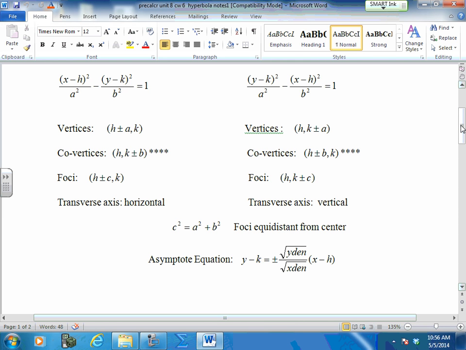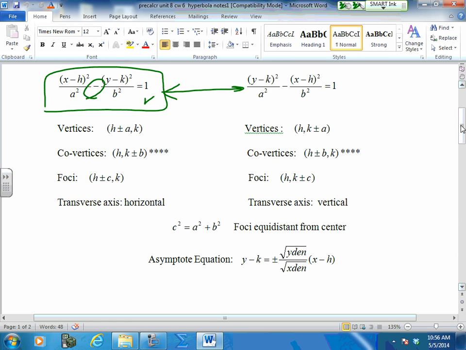Now, what separates this? If you looked at this formula, how is that different from your ellipse? It's a minus. Good. It's a minus. It's still equal to 1. I still have an A and a B, but it's a minus sign in between.